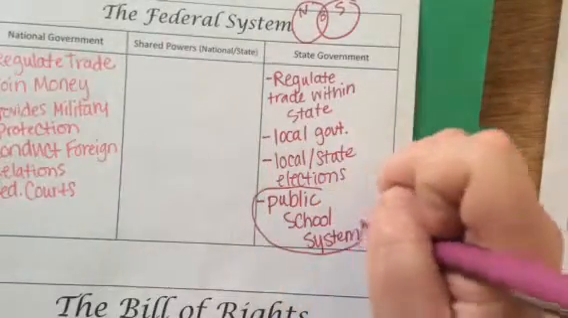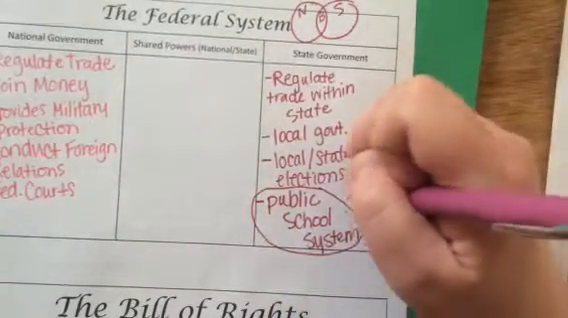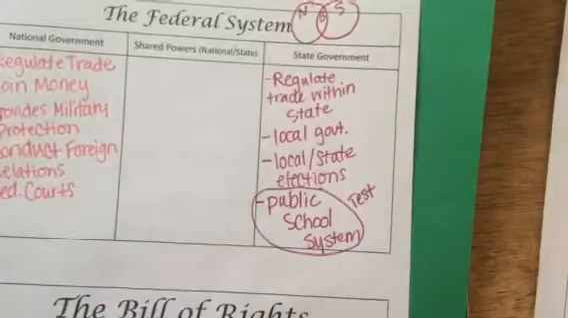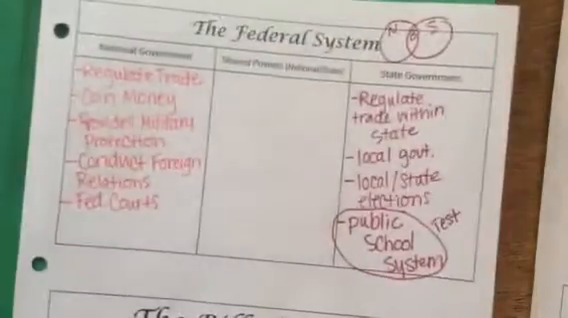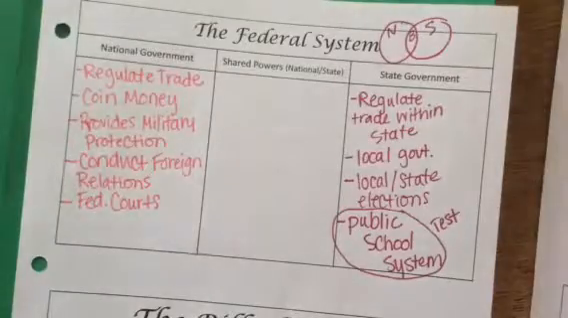This one right here is going to be on your test. So you might want to put a star next to that, or flag, or circle it, whatever you want to do. Okay, now let's look at what they both do together.